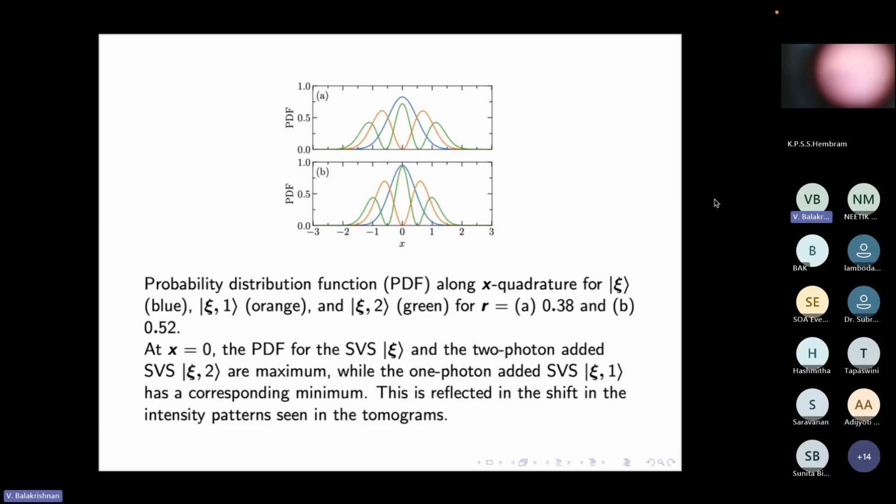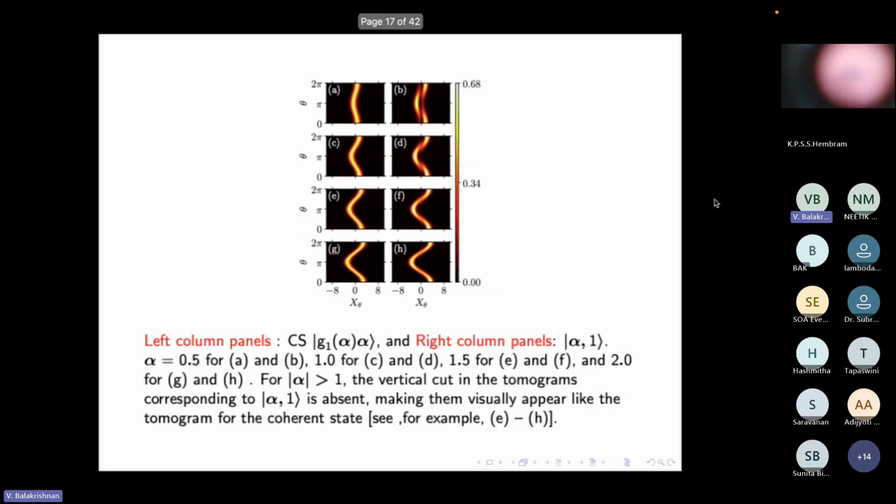The important point is this: at X equal to 0, which is the center of the top PDF panel, for instance, the PDFs for the squeezed vacuum and the two photon added SVS have a maximum. The blue and the green have a maximum. The orange has a minimum. So this is what is reflected in the shift in the intensity patterns. And you could find the Wasserstein distance between these PDFs or use the other quantifiers, KL divergence or Bhattacharyya.